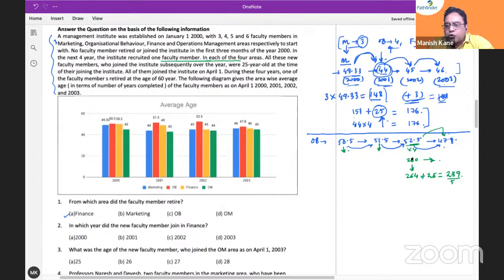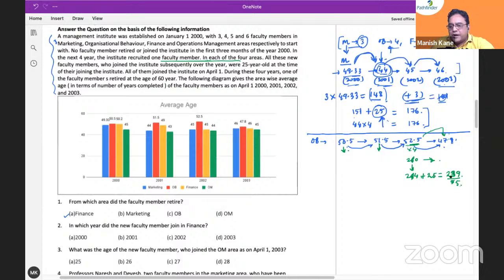52.5 into 4. Oh, sorry, 210. I made a mistake here. I multiplied by 5. I should have multiplied by 4. So 210. So 214 plus 25 will give you 239. I'm sorry. Thanks for the correction.